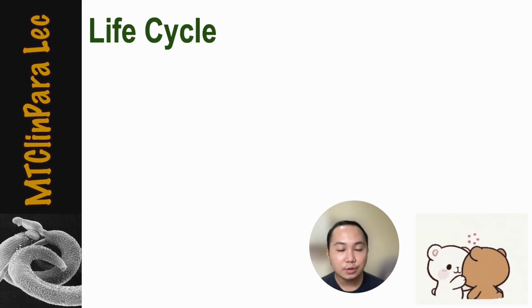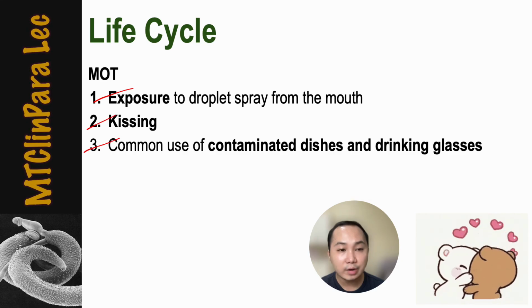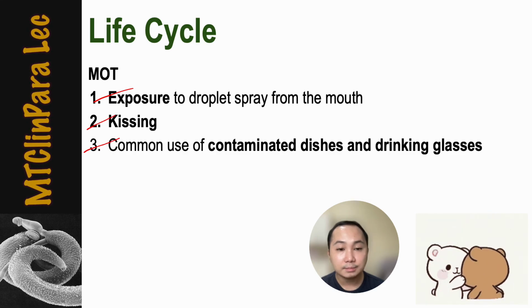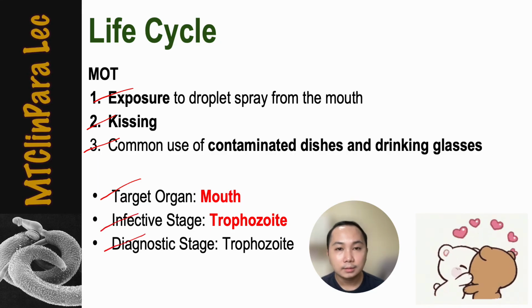So the mode of transmission for Trichomonas tenax is through exposure to droplet spray from the mouth. This is acquired through kissing and also usage or sharing of contaminated dishes or plates and drinking glasses. So the target organ is the mouth and the infective stage, since this is Trichomonas, is only the trophozoite form.